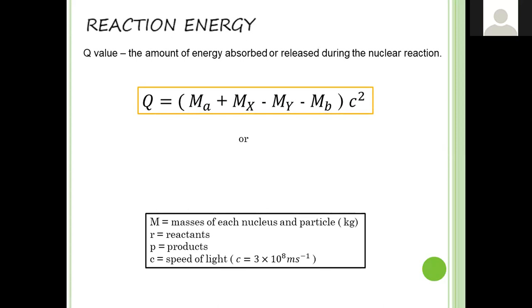second. There is also a short form of the equation, which is Q equals the masses of the reactants, which is the mass of the particle A plus the mass of the parent nucleus X, minus the masses of the products, which is the mass of the daughter nucleus Y and the mass of the particle B. Here m is the mass of each nucleus and particle, in kg, R is the reactants, P is the products, and c is the speed of light, which is constant.